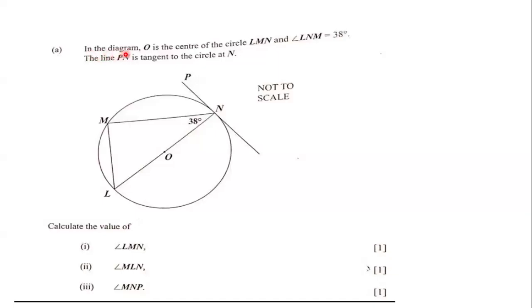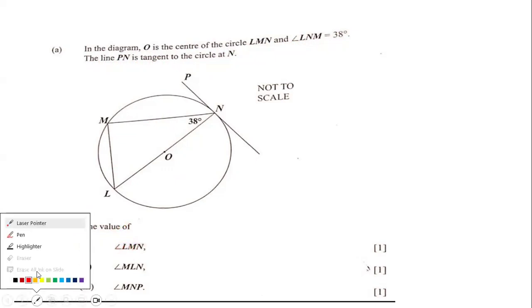In the diagram, O is the center of the circle LMN, and angle LNM is equal to 38 degrees. The line PN is tangent to the circle at N. So here we have the diagram. Calculate the value of angle LMN. And so that's the goal. We need to figure out what is the value of angle LMN.